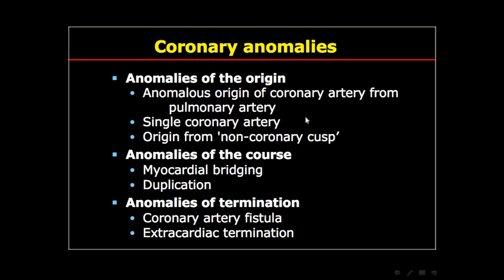Another anomaly is the single coronary artery, in which there is one coronary artery coming off the aorta and then it branches into left and right. Another is origin from the non-coronary cusp. This is the cusp of the aorta that usually does not give any branch.